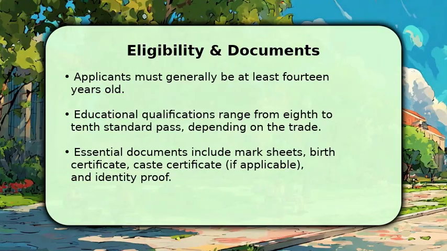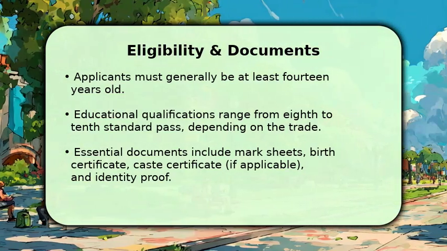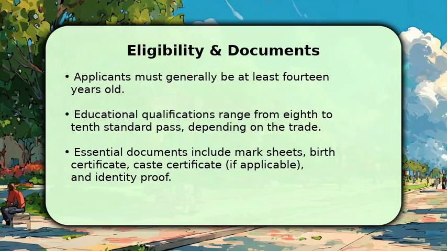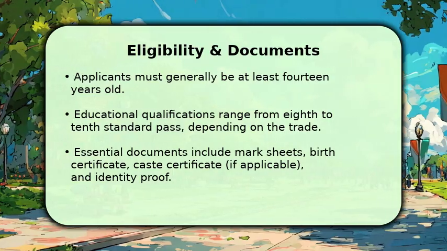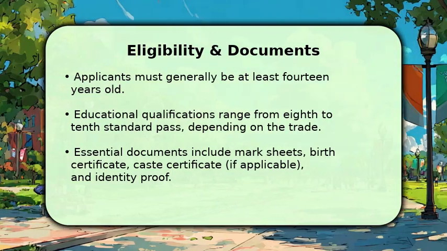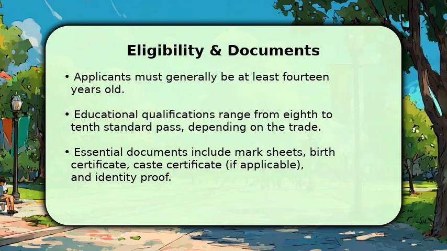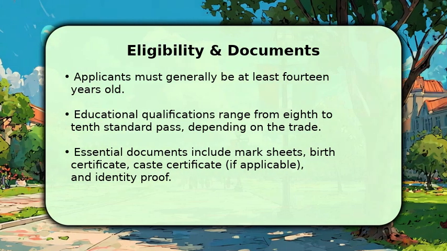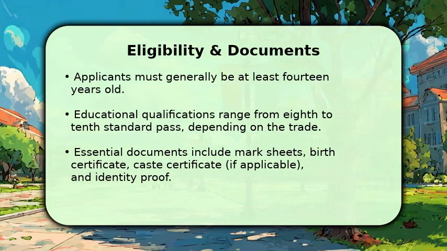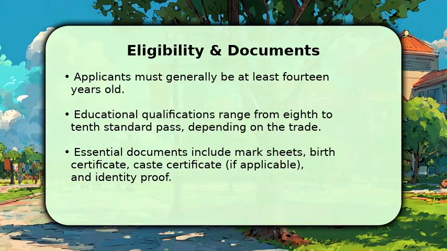To be eligible for Govt ITI admission, candidates must generally be at least 14 years of age, with no upper age limit in many states. Educational requirements vary by trade, typically requiring a pass in the 8th or 10th standard from a recognized board. You will need to gather several key documents, such as your 10th or 8th standard mark sheet, a birth certificate for age proof, a caste certificate if applicable, and a government-issued identity proof like an Aadhaar card.